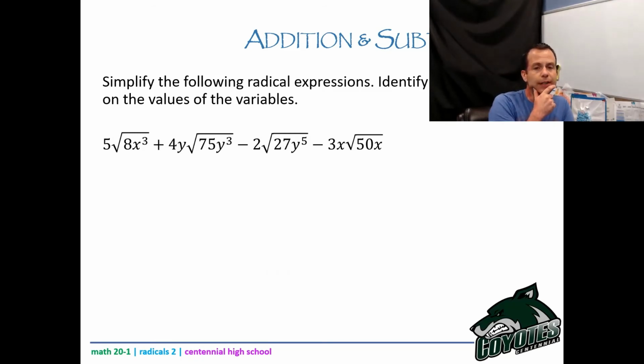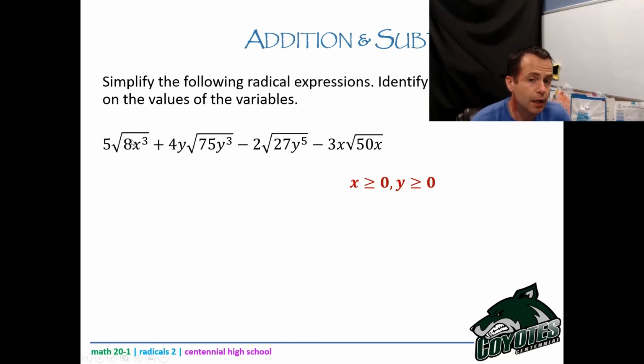And I've got odd exponents on both x and y. So both x and y are going to have to be greater than or equal to 0. So x is greater than or equal to 0, and y is greater than or equal to 0. Now, I'm going to go through step by step each one, and I'm going to simplify.